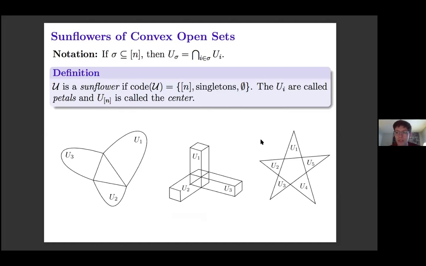And let me draw some pictures to motivate this. In this case, on the left, I have 3 petals in R2, and the center is this triangular region. In the middle here, I've got 3 petals in R3, and they're coming off of a cube, which is the center of this sunflower. And over here on the right-hand side, I have a star that gives me 5 petals in R2, for example. And actually, earlier in the talk, we saw another example of 3 petals in R2. That was the code that I asked for somebody to describe a realization of.